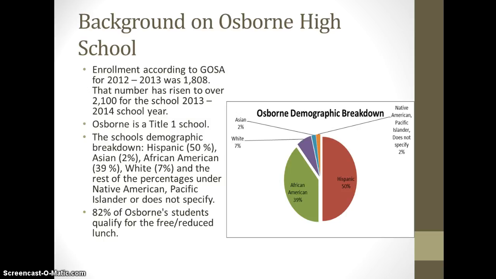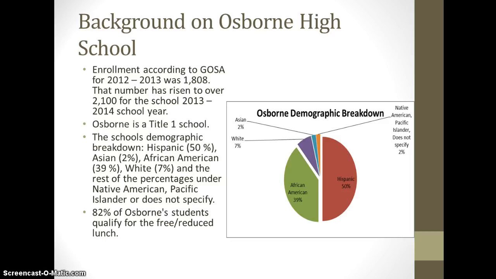You can see, according to the GOSA, the current enrollment in 2012-13 was about 1,800, but in this school year, 2013-2014, we're actually pushing almost 2,200. Osborne is a Title I high school.